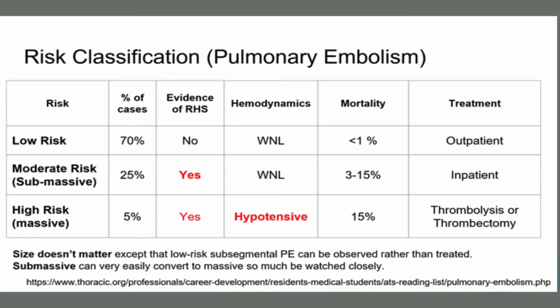Of note, you'll see that in these risk classifications, size is not one of the important factors, whether it's a saddle embolus versus a very small embolus. It's really how it affects the body. Is there right heart strain? Are there changes in hemodynamics? The only slight exception to point out is that low risk subsegmental PEs actually don't necessarily need treatment. Based on guidelines now, they can be just observed rather than treated. There is a link at the bottom that has some good reading for PEs that might be worthwhile if you want to learn more.